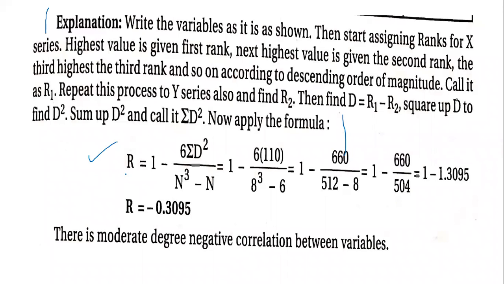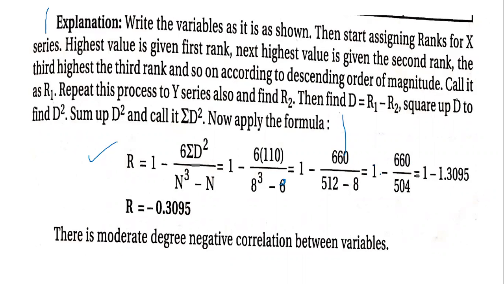So what is the formula? R is equal to 1 minus 6 sigma D square whole divided by n cube minus n. So 1 minus 6 into 110 is the total value. 110 is the sigma D square, divided by n is 8. So n cube minus 8. This is 8, this is not 6. Then 6 into 110 is 660 divided by 8 cube is 512 minus 8.